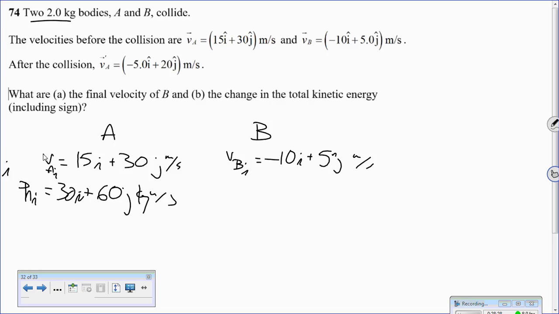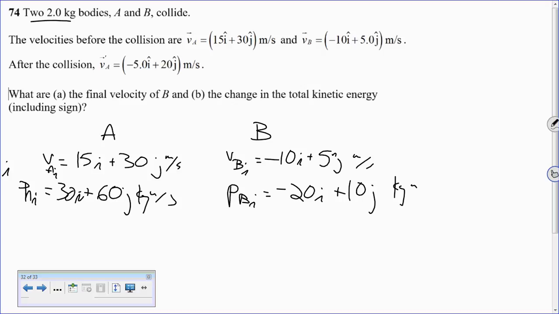I don't know if that helped any. We'll see. All right, we can do the same thing over here for B. Let's find the momentum of B initially. It's going to be its mass, 2 kilograms, times the velocity. So you're going to get negative 20I plus 10J. Units here are kilogram meters a second.